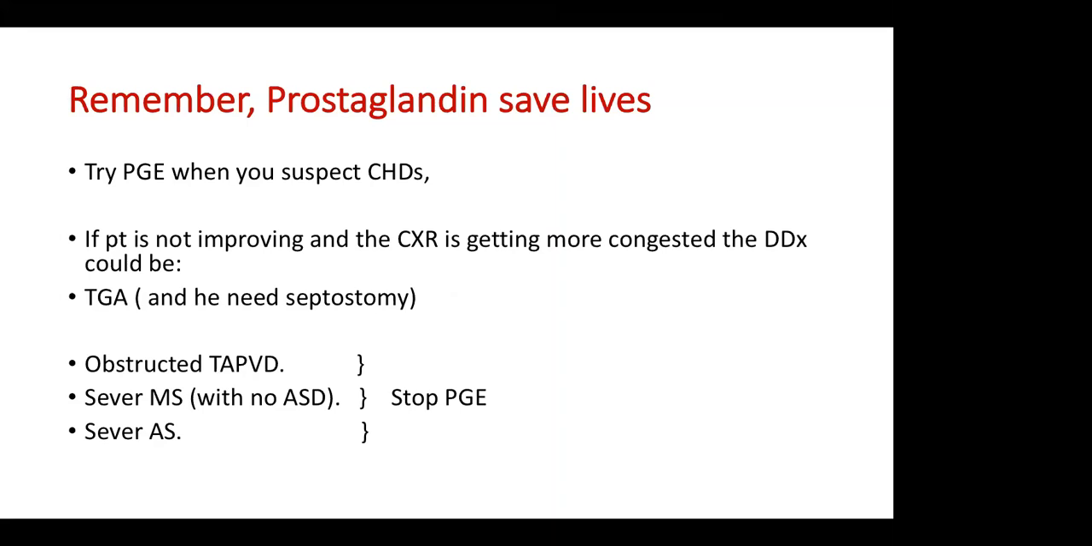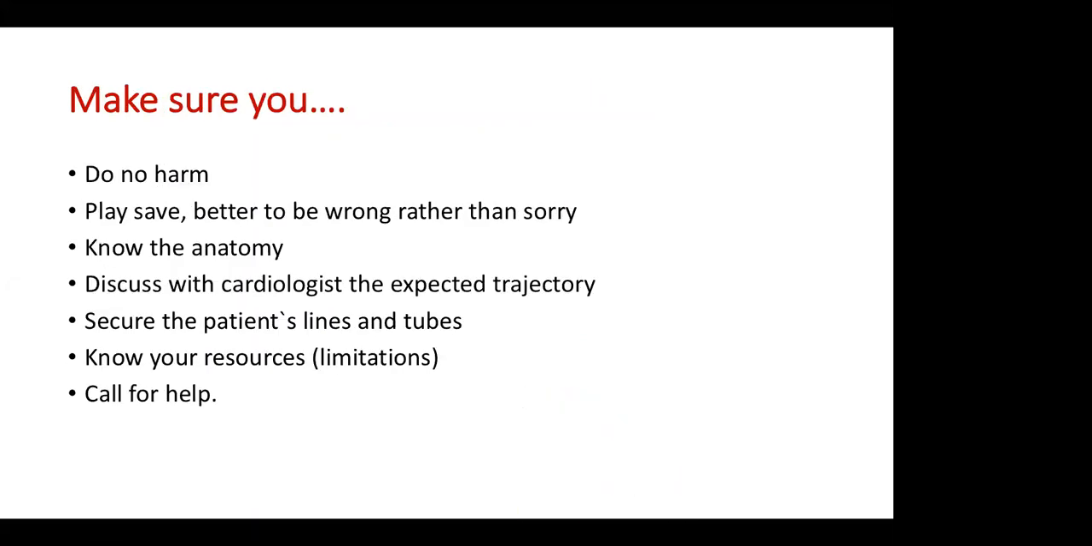Remember that prostaglandin saves lives. So use it when you have doubt about any patient with suspected congenital heart disease. If the patient is not improving and the X-ray is getting more congested, the diagnosis could be TGA, and the patient might need septostomy, so don't wait. Or he might have obstructed TAPVD, severe mitral stenosis with no ASD, or severe aortic stenosis, and usually prostaglandin is not good for these specific diseases. So you might need to stop it and call for help.